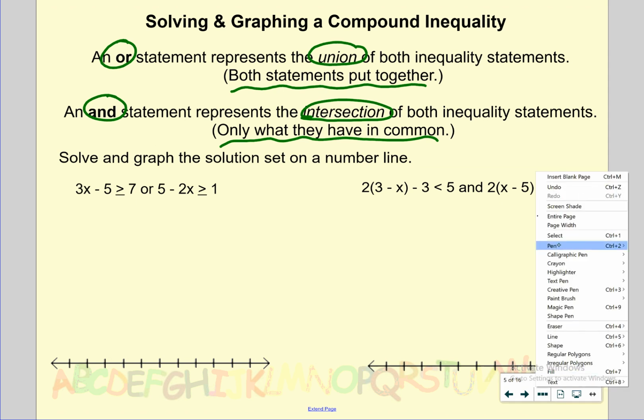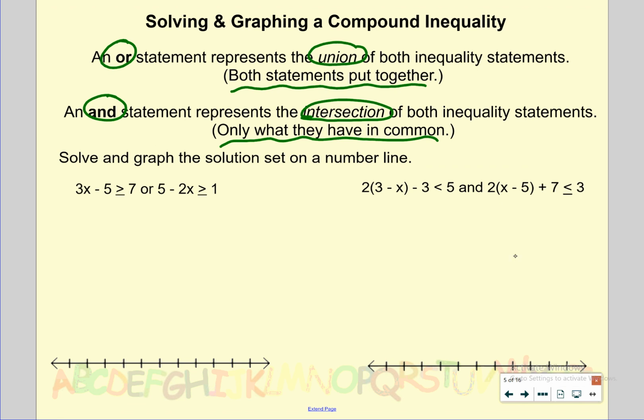When we solve these, we solve the 2 little pieces independently, just like we practiced. So if I start with this guy on the left, 3x minus 5 greater than or equal to 7, I'm just going to get that x alone as usual. So I'm going to add 5, that gives me 12. I'm going to divide by 3, that gives me 4. And I'm just going to leave it like that. I'm also going to bring down my or statement.